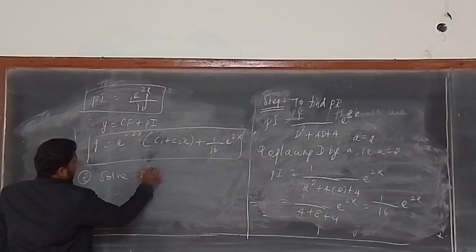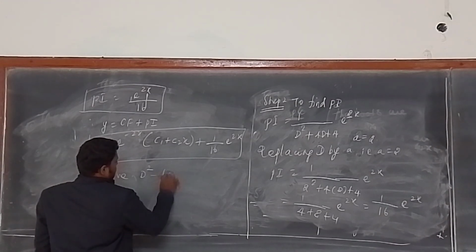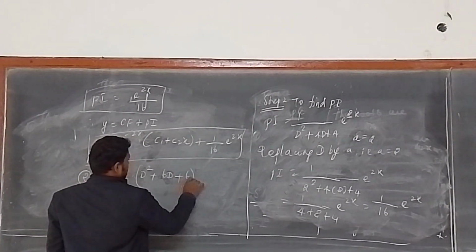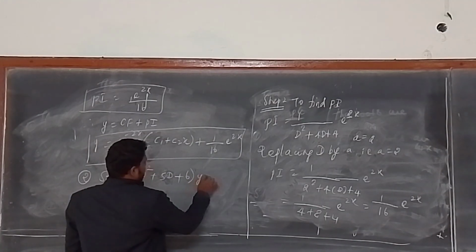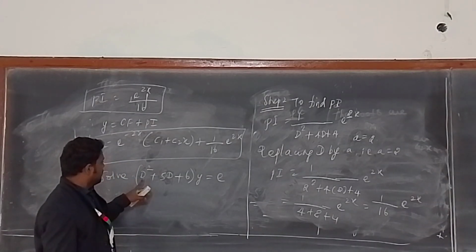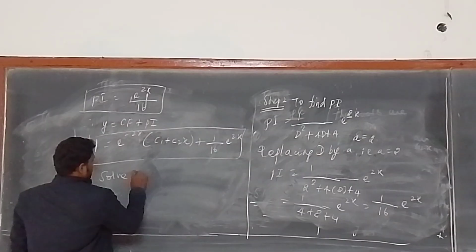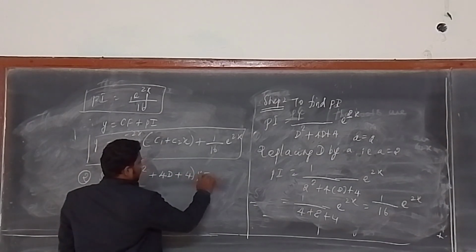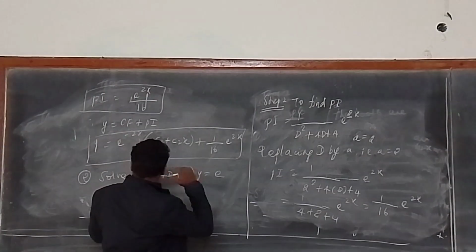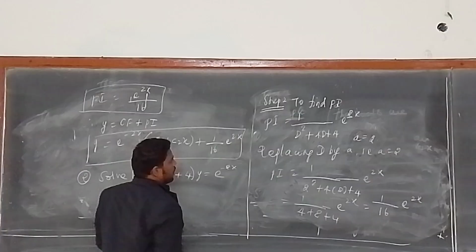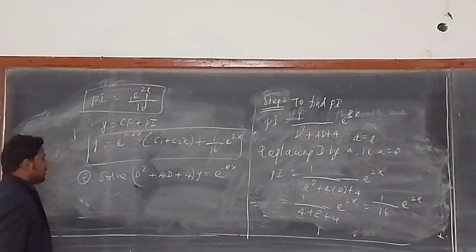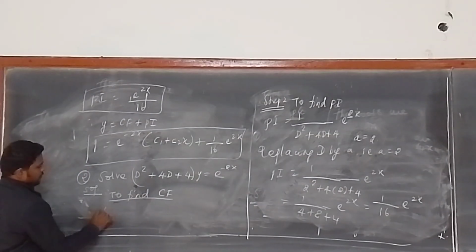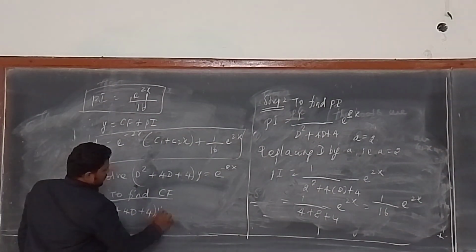Solve D square plus 4D plus 4 into y equal to e to the power of minus 2x. Same as before, we can replace x with minus 2x. Similarly, we find the particular integral and the complementary function. So D square plus 4D plus 4 into y is equal to e to the power of minus 2x.